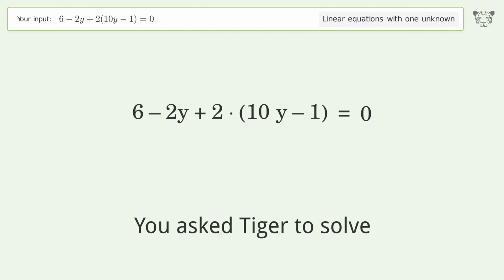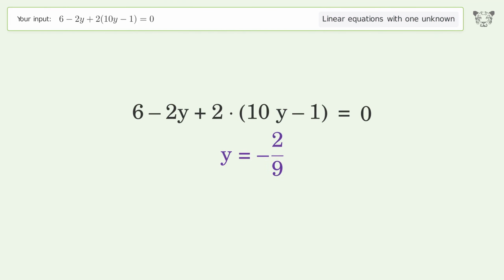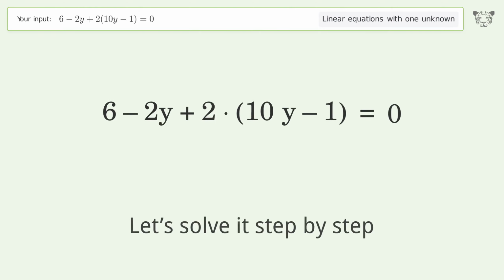You ask Tiger to solve this. It deals with linear equations with one unknown. The final result is y equals -2/9. Let's solve it step by step.